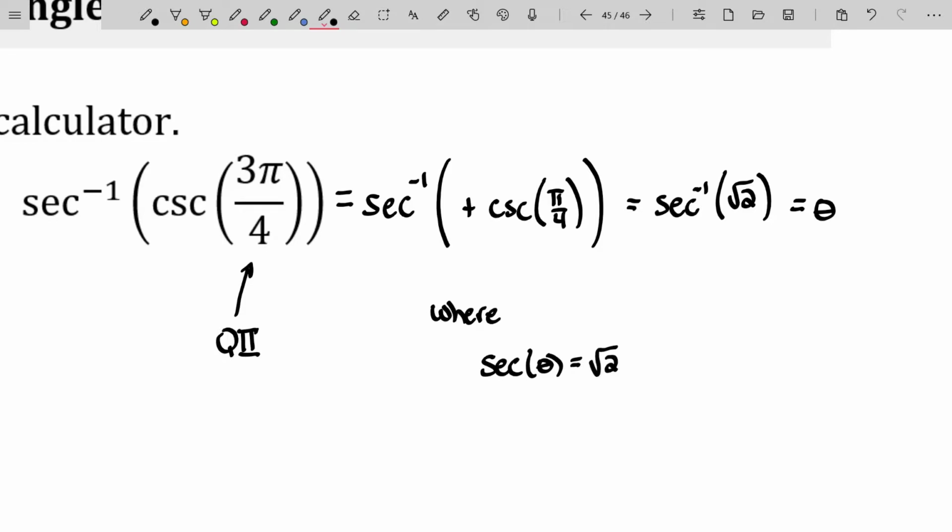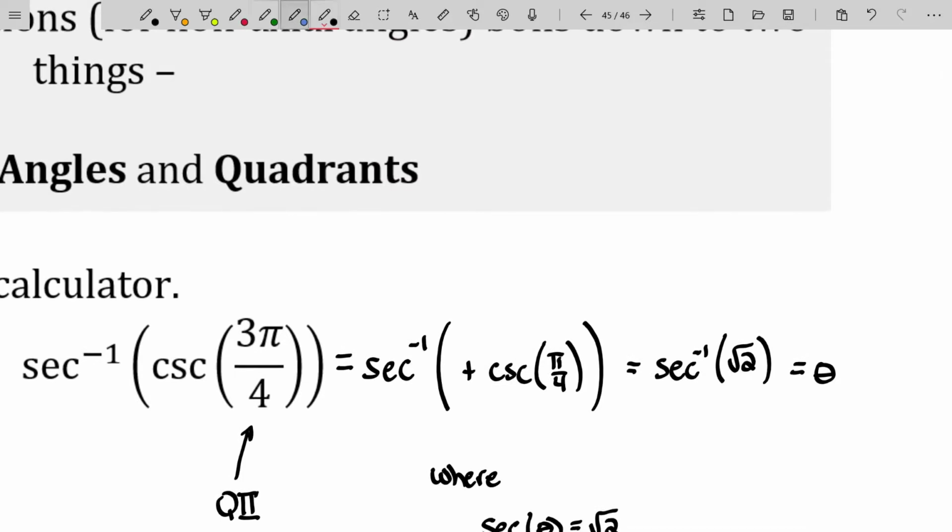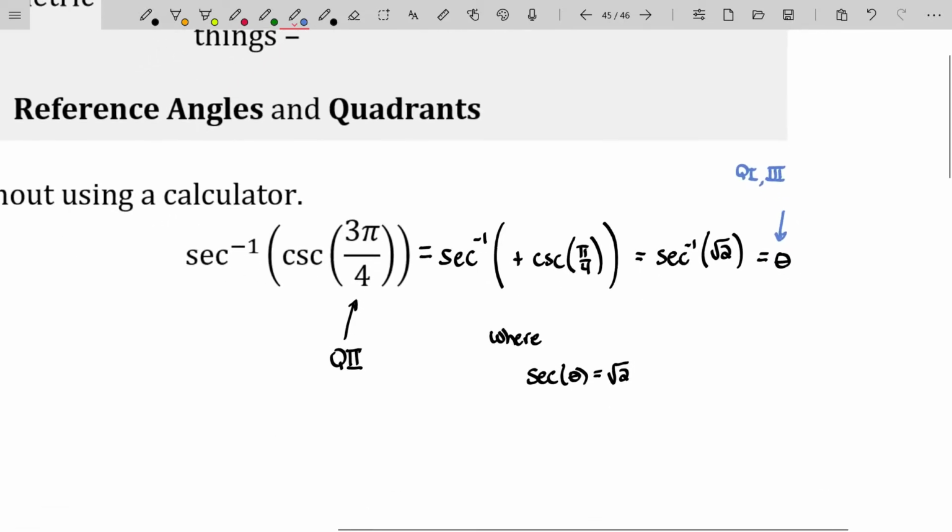Well, think about it. Secant is positive actually in 2 quadrants normally. It's positive in quadrants 1 and 4. However, the secant inverse will not return into quadrant 4. The secant inverse returns into quadrants 1 and 3. That's the weird thing about secant inverse. Well, of those 2 possibilities, where is the secant going to be positive?